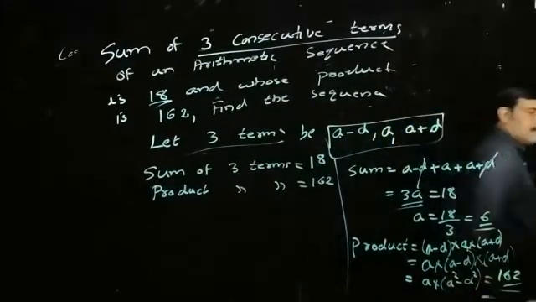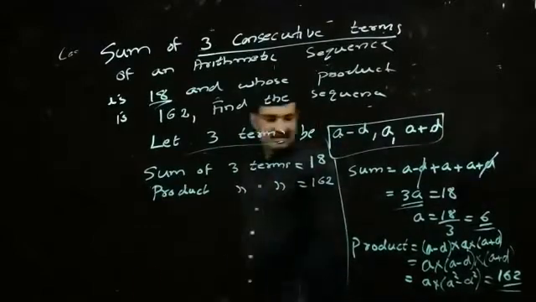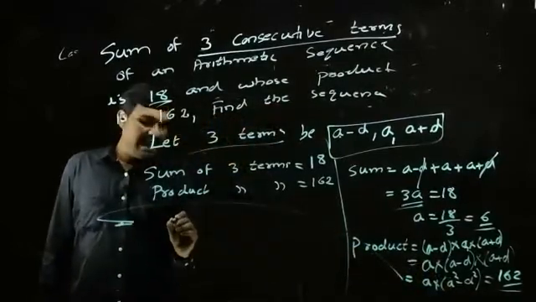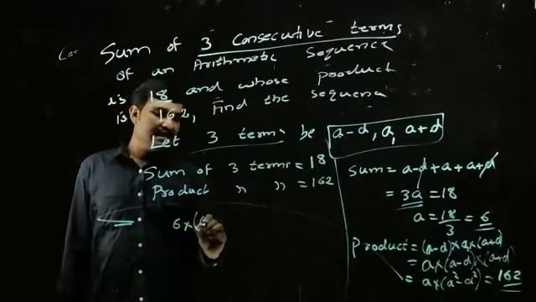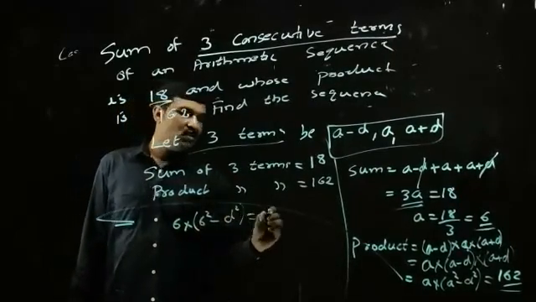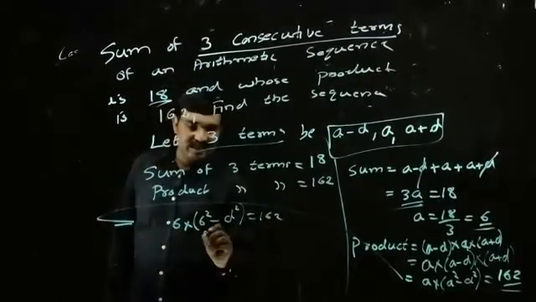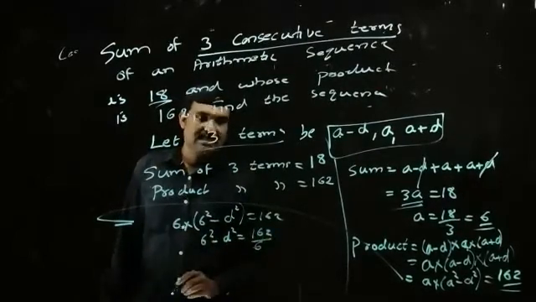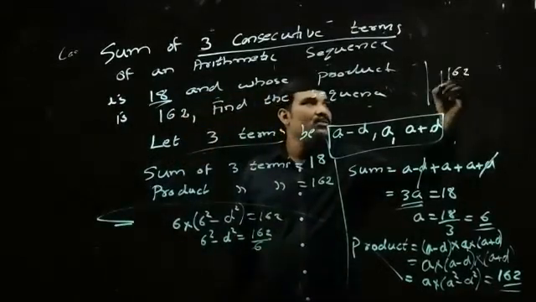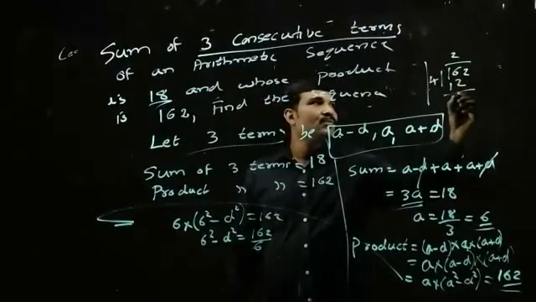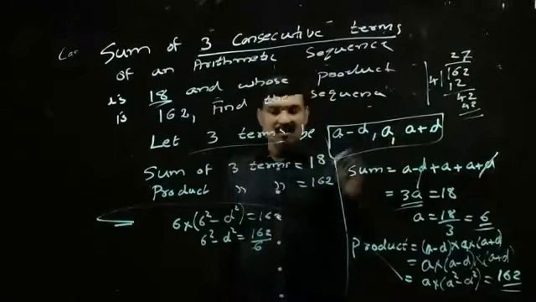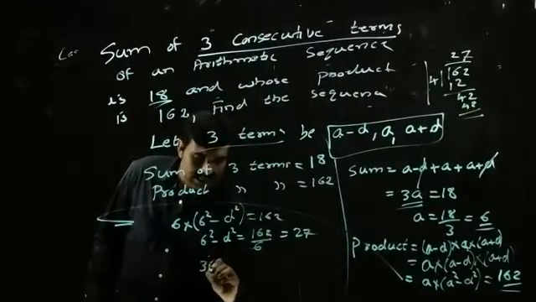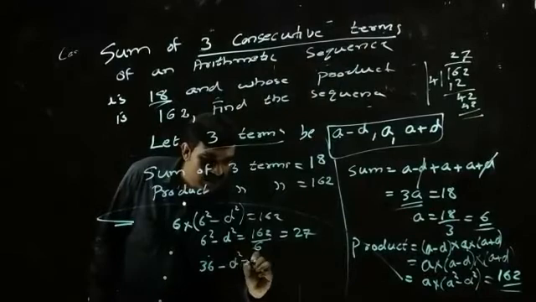162. Right. Okay. Now I am taking these things to here. So I am writing this equation here. Instead of A, we can write 6 multiplied by 6 square minus D square, that is equal to 162. Right. Now simplify this equation. 6 square minus D square is equal to 162 divided by 6. So what is 162 by 6? 162 divided by 6 is 27. Or we can write 6 square means 36. 36 minus D square is equal to 27.